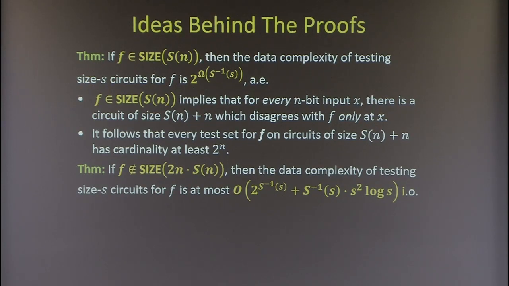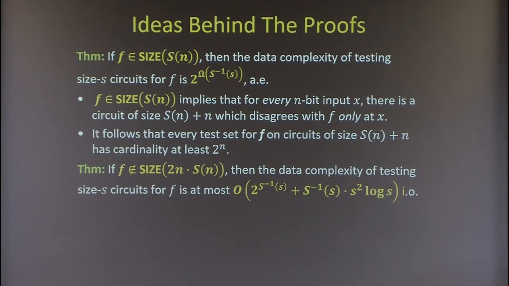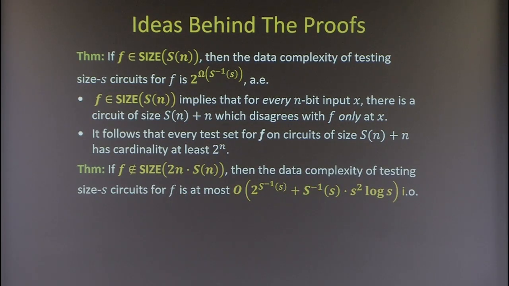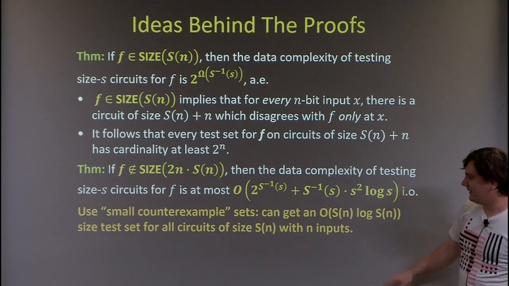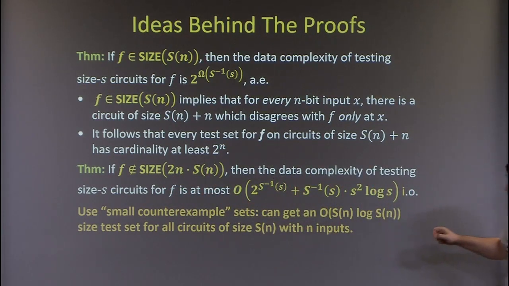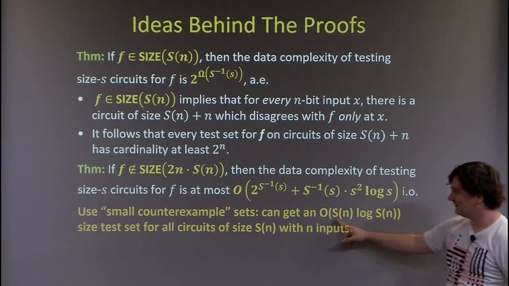Now, to go the opposite direction is a bit trickier. Here we want to say if you don't have circuits slightly larger than s, then I can give you a nice counterexample set that will allow you to test circuits for f efficiently. The idea behind this, which appears in lots of different papers, sometimes implicitly, is that if f doesn't have circuits of size, let's say 2n times s of n, then for all circuits of size s of n, which is slightly smaller, you can get a small test set.